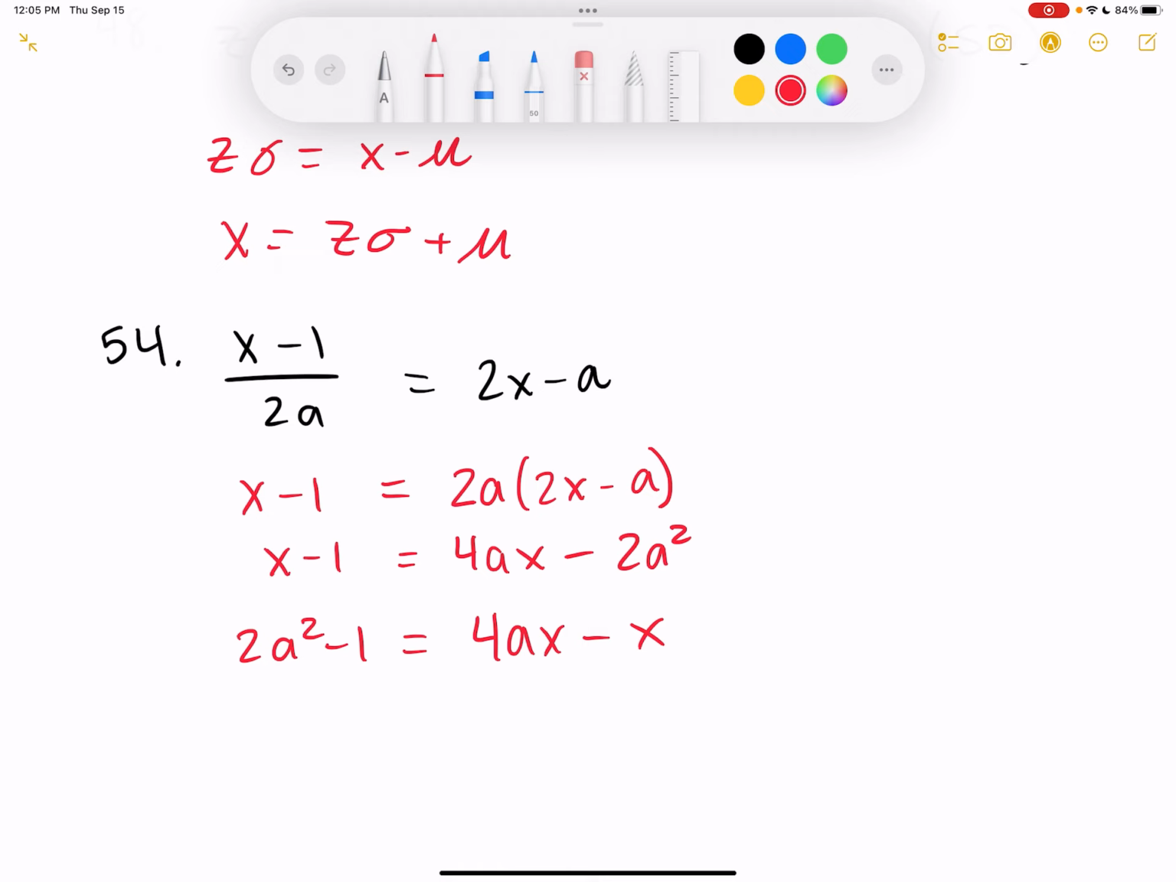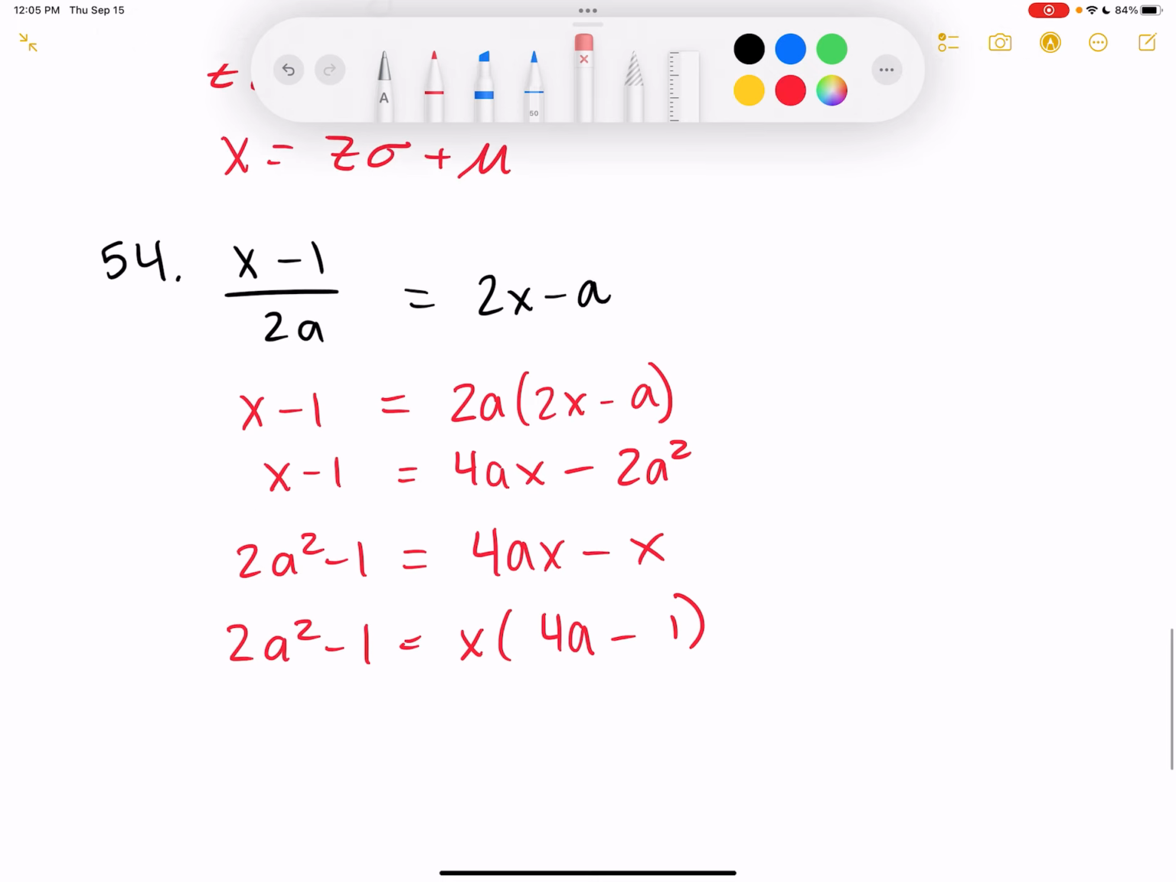Divide by 2a. How about the word factor? Factor. I don't like that word. You can figure out the x's. I can take out an x. So 2a squared minus 1 equals x times 4a minus 1. Now what? You can divide by 4a minus 1. Yep. So we're going to end up with x is equal to 2a squared minus 1 over 4a minus 1. And you're done. Woo! Good.